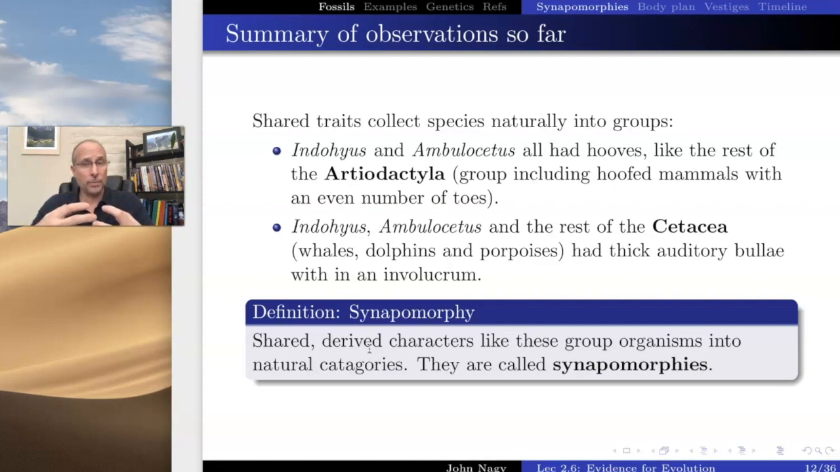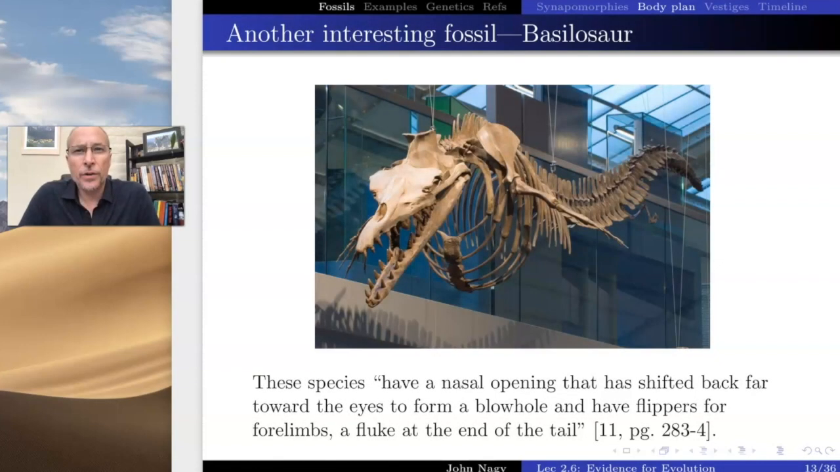I'm going to ask you a lot of times on the quiz and on the exam, what traits are synapomorphic in different groups. So in your notes, pay attention to that. Right now, we've seen synapomorphic traits: Indohyus, Ambulocetus, and all the whales and dolphins have that involucrum on their ear bones. And Indohyus and Ambulocetus are also synapomorphic with the Artiodactyla because they had hooves. So here's another interesting creature.